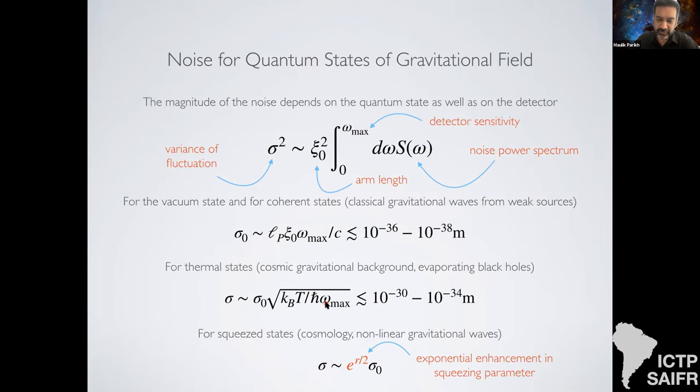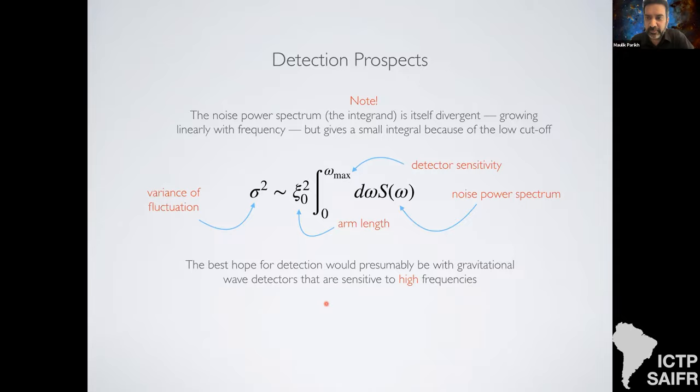Okay, I just want to make another point, that when we wrote down this formula to obtain these estimates for the variance of the fluctuation, the finiteness of this answer came about from this cutoff, this omega max. This power spectrum itself is actually divergent. In fact, it grows linearly with frequency. So that's very different from the kinds of other noises that you typically find. So this is usually a linearly growing power spectrum, and we only get a finite answer because of this cutoff.